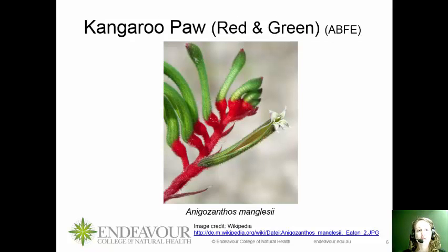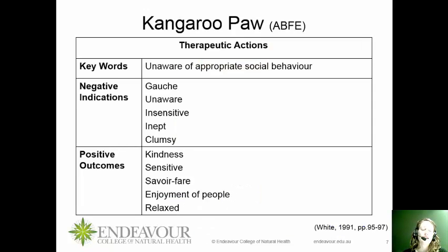This is yellow and green kangaroo paw, and it was actually quite difficult to get one in flower. That's the flower on the end, but it's really the plant itself that holds a lot of doctrine of signatures. It's quite a unique looking flower, and it almost looks like a hand that's reaching out. And the colour is important as well.